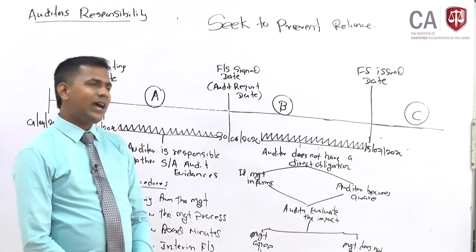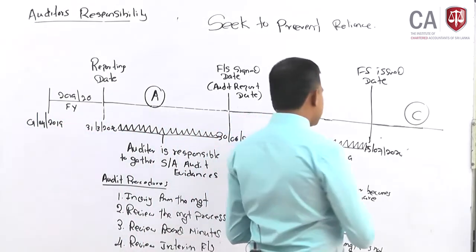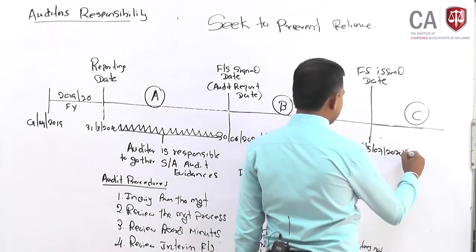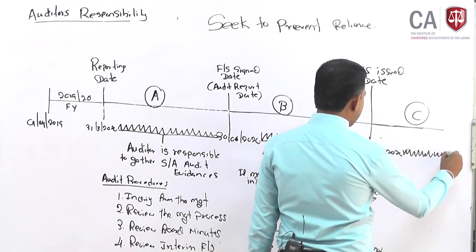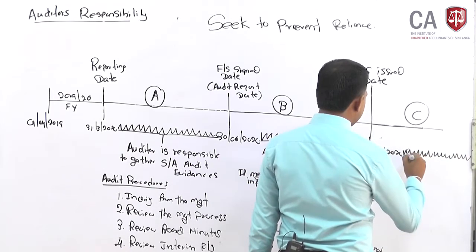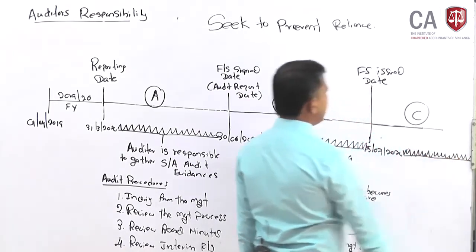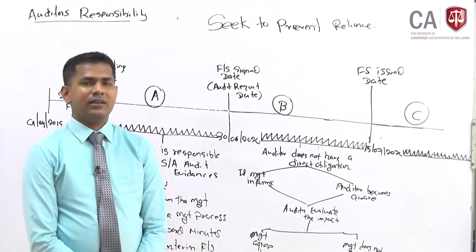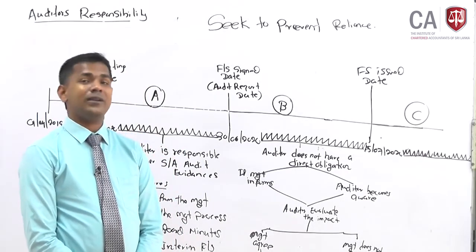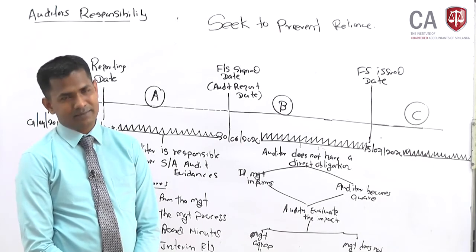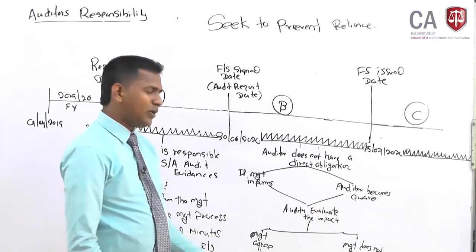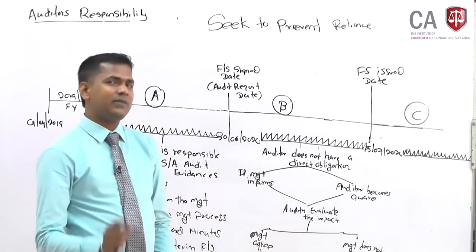But unfortunately now, after finance statements are issued to the public, some incidents are identified by the management. Auditor becomes aware. What is your responsibility? Only we are discussing, right? Same rule is applicable with minor changes. I am telling you, right?